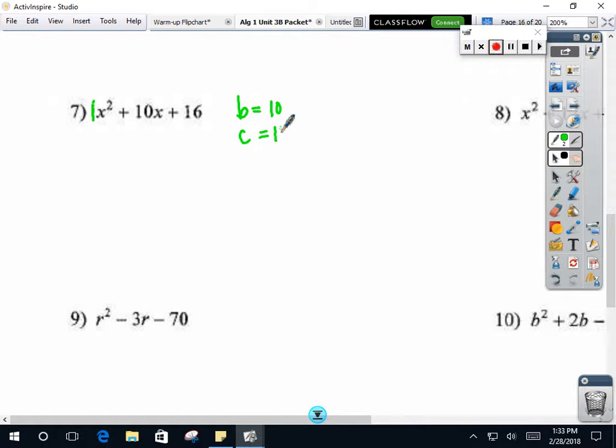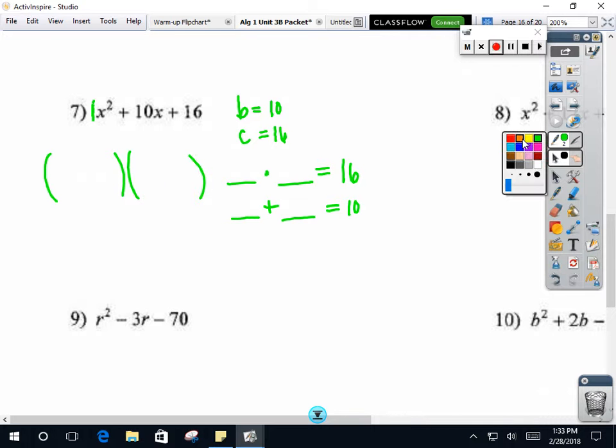It's 16. So you're looking for two numbers, and those two numbers need to multiply to give you what? And add to give you what? 10. Right. Positive 8 and positive 2 will multiply to 16, and they will add to 10. So that's x plus 8 and x plus 2. It doesn't matter what order the binomials are listed in.